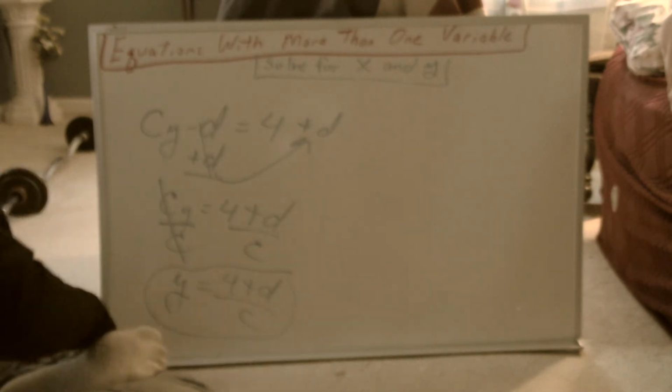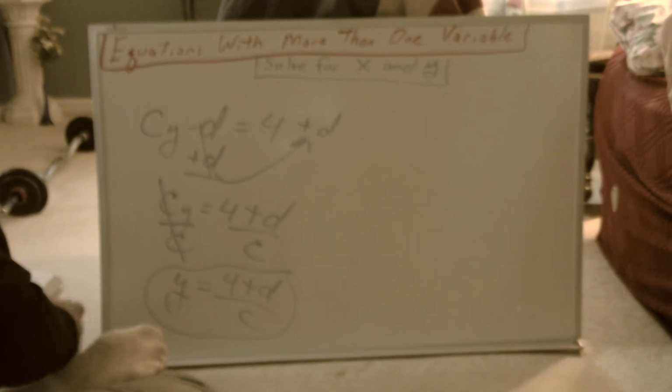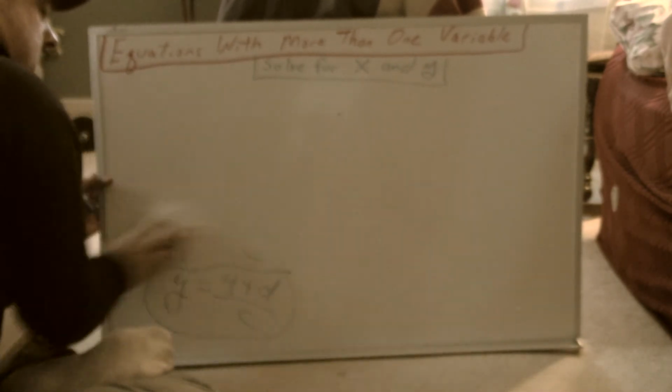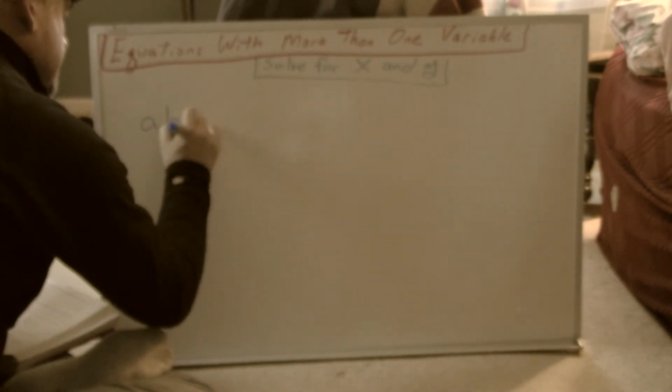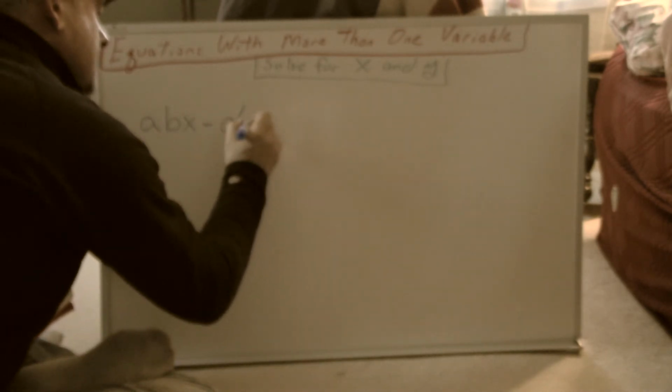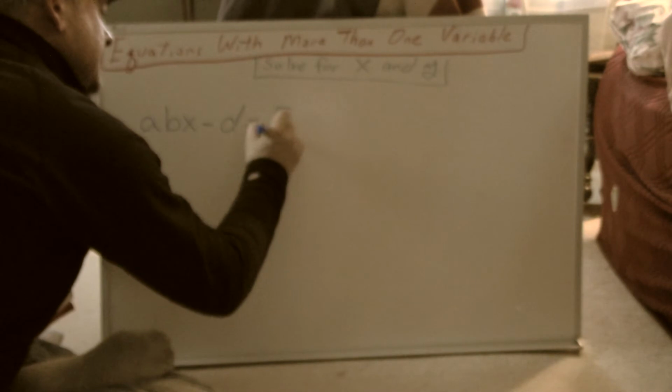Well, let's do a harder one here. Let's see if we can get a harder one, because these are not too bad. I can't make this video too long, but this will be interesting here. abx minus d equals 5d.